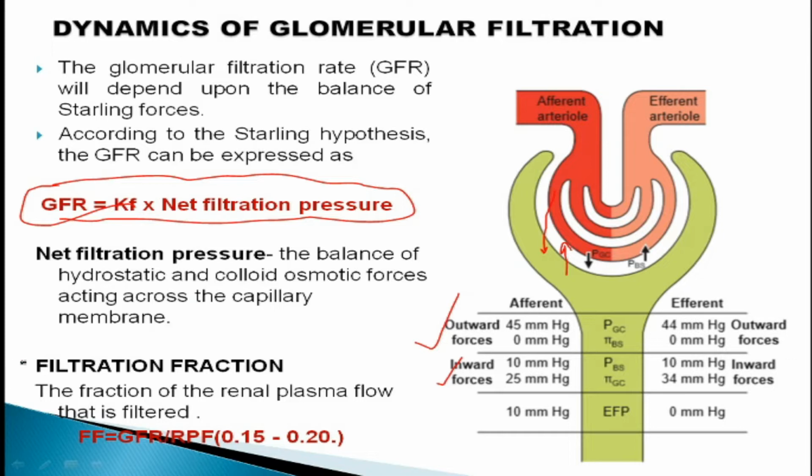Now here I am introducing you to a new term, that is the filtration fraction. Just remember that filtration fraction is equal to the GFR upon RPF, that is glomerular filtration rate upon renal plasma flow, and its value is approximately 0.15 to 0.20. And it refers to the fraction of renal plasma that is being filtered at a particular moment. So at a particular moment, how much plasma is getting filtered is referred to as the filtration fraction.